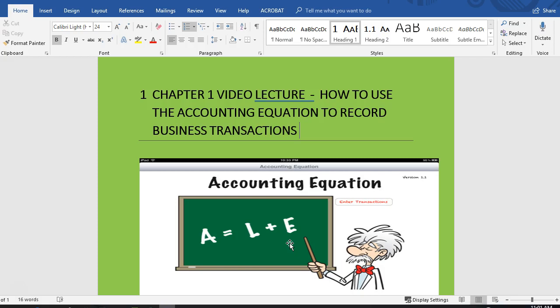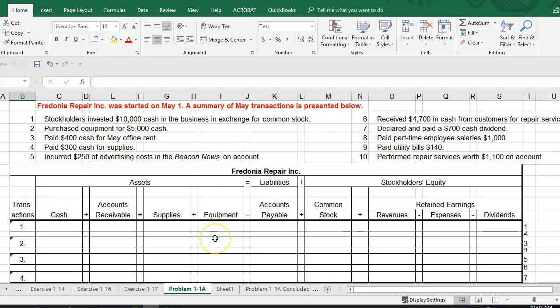So we're going to practice today recording some business transactions utilizing the accounting equation. So you ready? Okay, let's go. So I have here a list of business transactions, 10 to be exact, and we're going to use the accounting equation for this company to record these 10 business transactions.